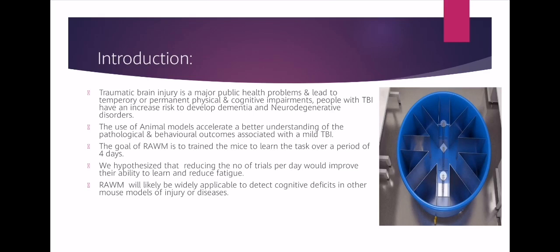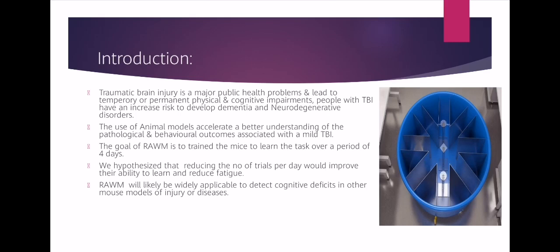In RAWM, we study traumatic brain injury. Traumatic brain injury is a major public health problem and leads to temporary or permanent physical and cognitive impairments. People with TBI have an increased risk of developing dementia and neurodegenerative disorders. The use of animal models accelerates a better understanding of the pathological and behavioral outcomes associated with a mild traumatic brain injury.